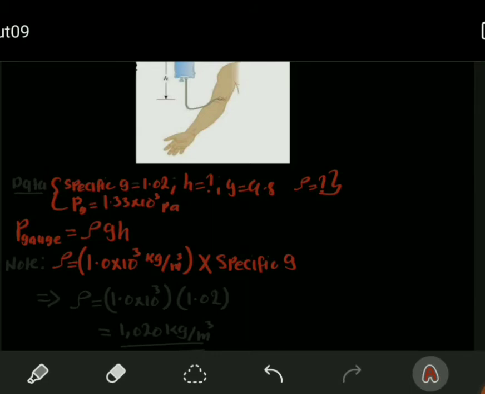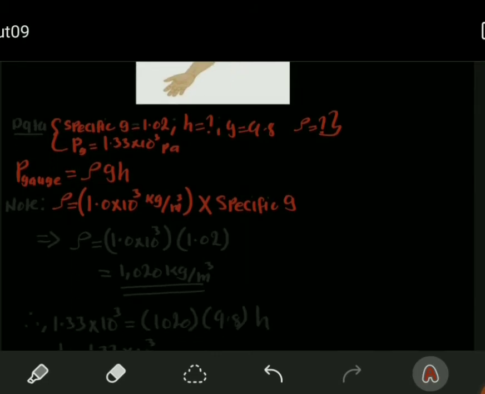I hope this is clear here. So if we do that, we are going to find the density of this glucose solution. We are saying to find the density of the glucose solution, we multiply the density of water by the specific gravity of that solution, giving us its density as 1020 kgs per cubic meter. So this is the density of the glucose solution.